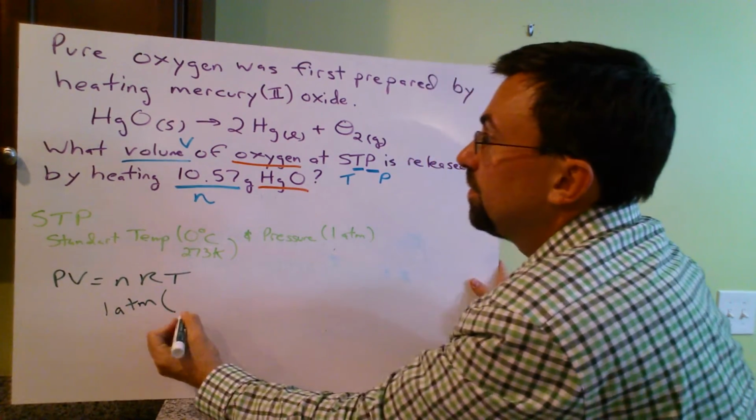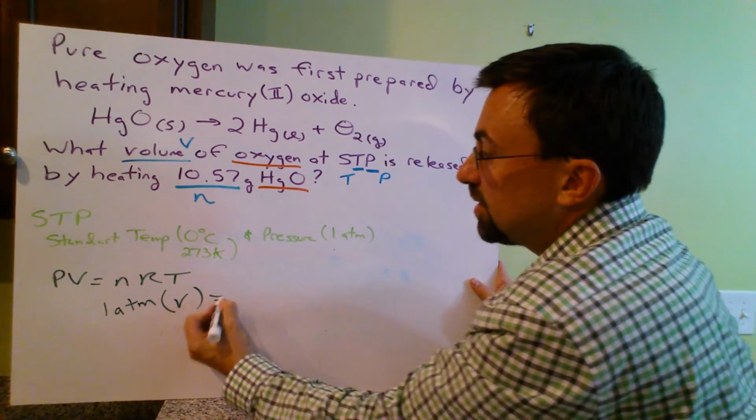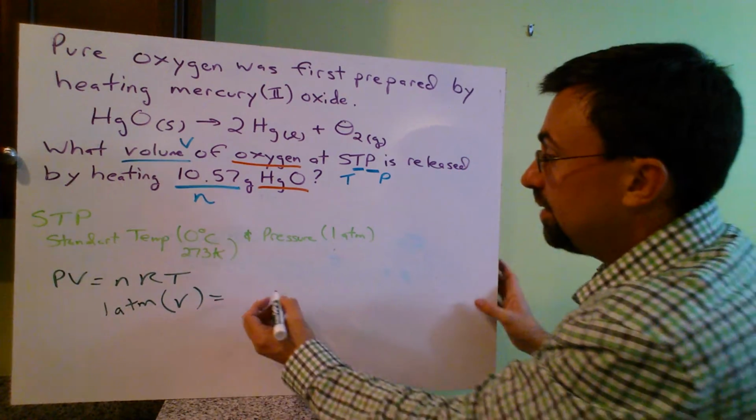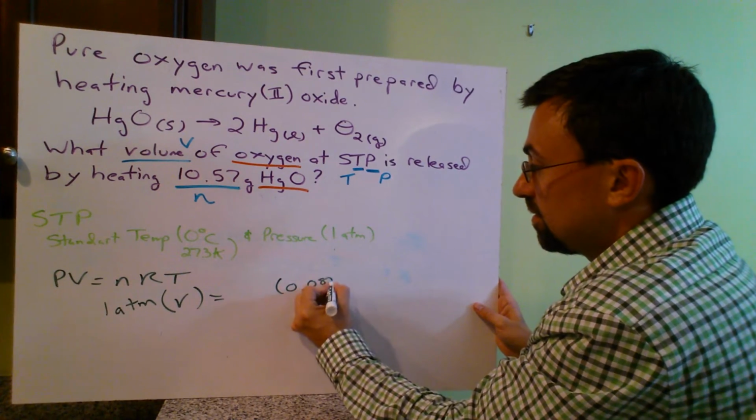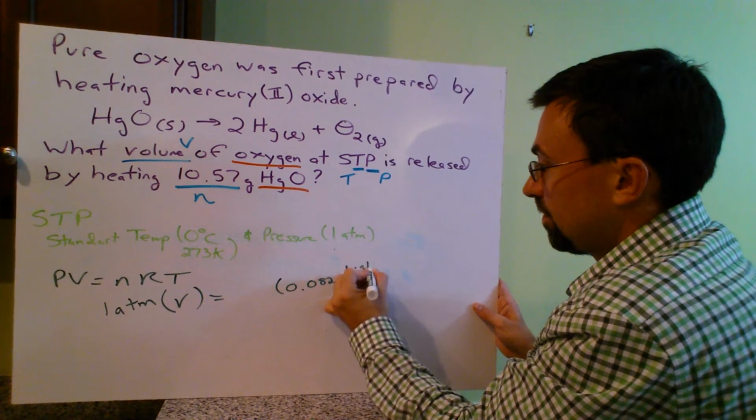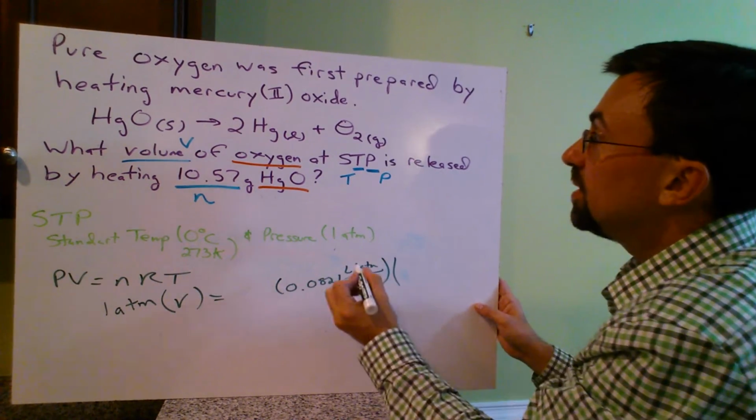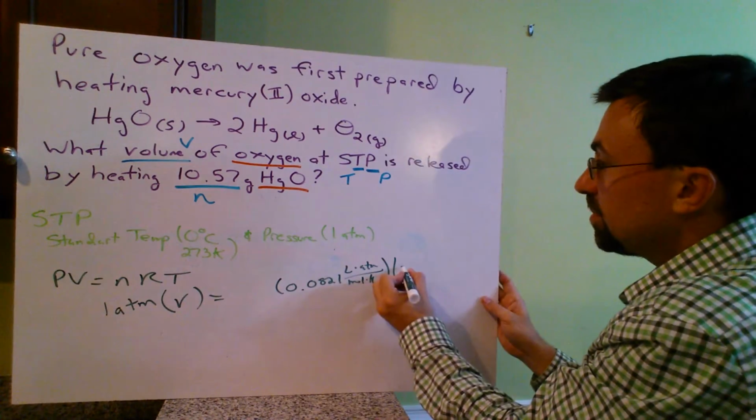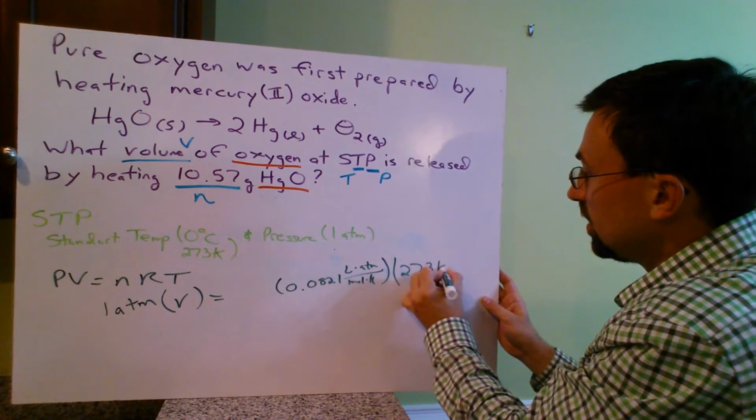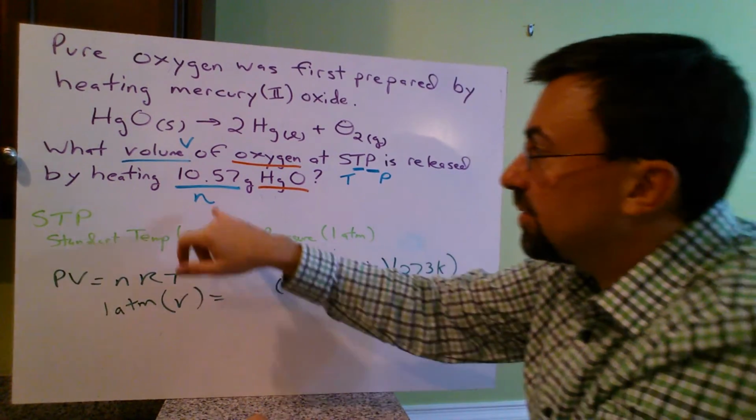What's my volume? I don't know, that's what I'm trying to calculate, so I'm just going to leave that there as a variable. Let's come back to n. R is still R. And T is going to be standard temperature, so that's going to be 273 Kelvin. The real trick in this whole problem is how do I get the moles?